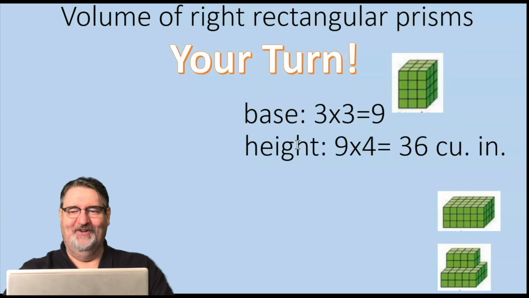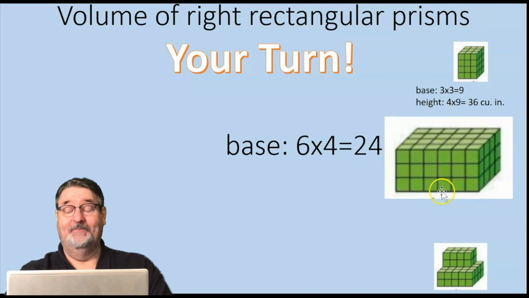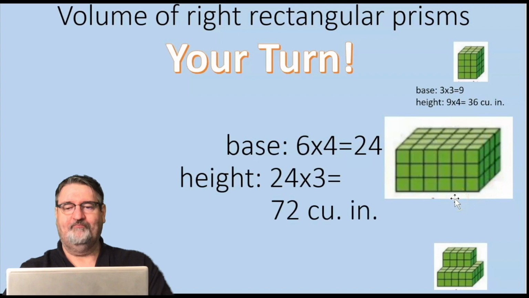All right, let's go on to the second one. On this one, we have a base of 6. And on this, the length right here is 6 and the width is 4. So 6 times 4 is 24. We have the height of 3. So 24 times 3 is 72 cubic inches.